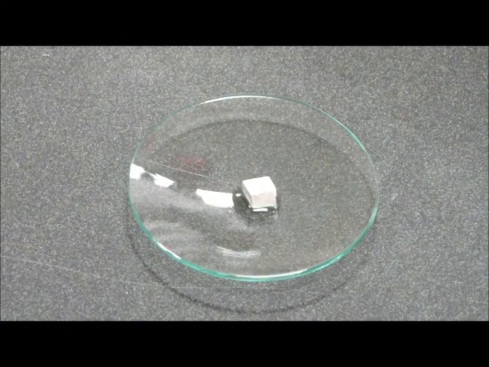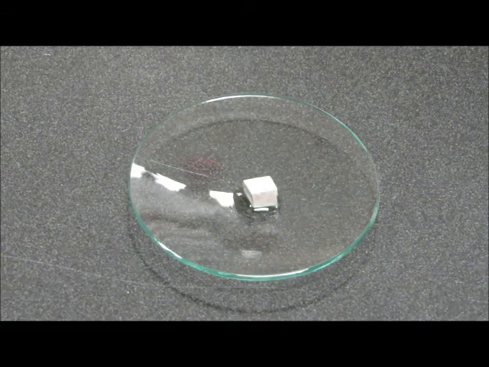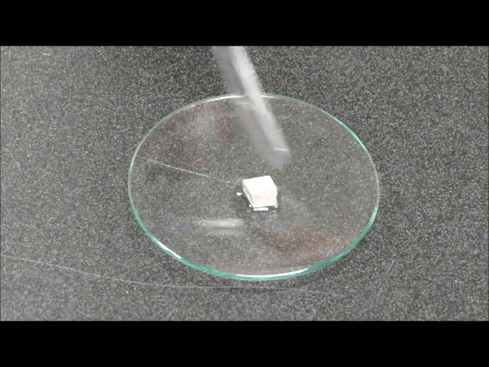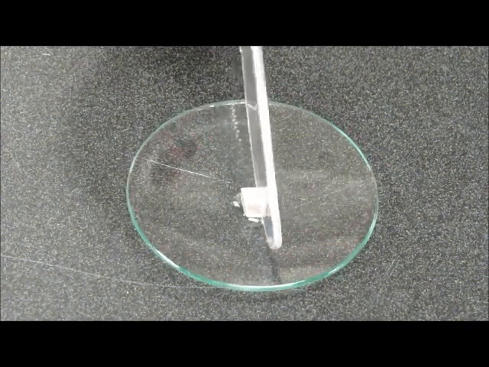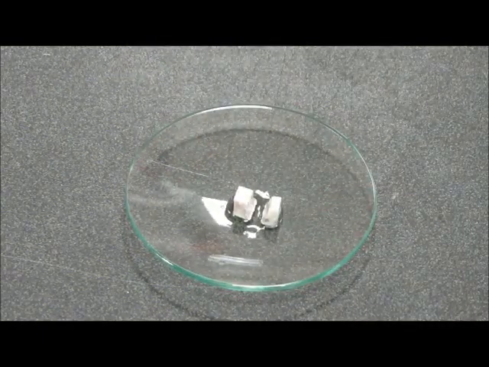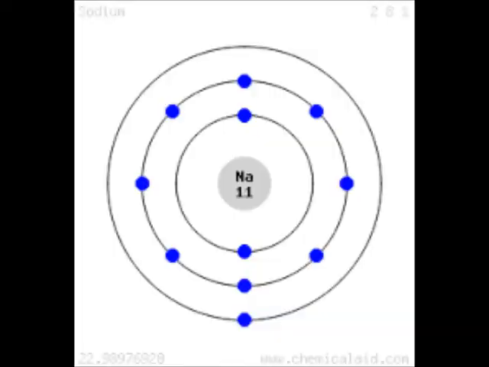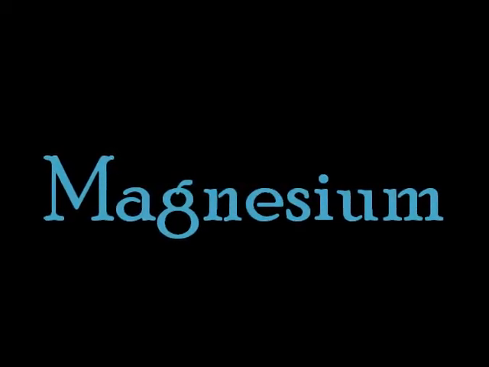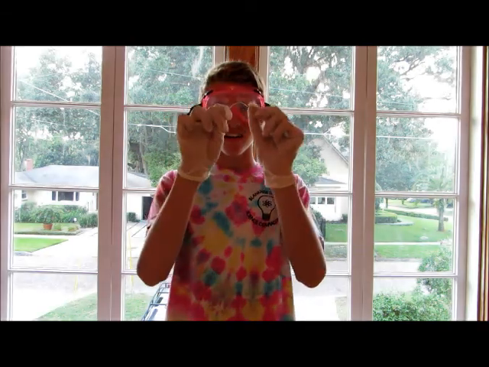Sodium is a metal. It is very reactive and soft. As you can see, I can cut it with a plastic knife very easily. Here is a Bohr model of a sodium atom. Magnesium is another metal. It is very malleable, which means that it is very pliable or bendable. Here is a Bohr model of a magnesium atom.